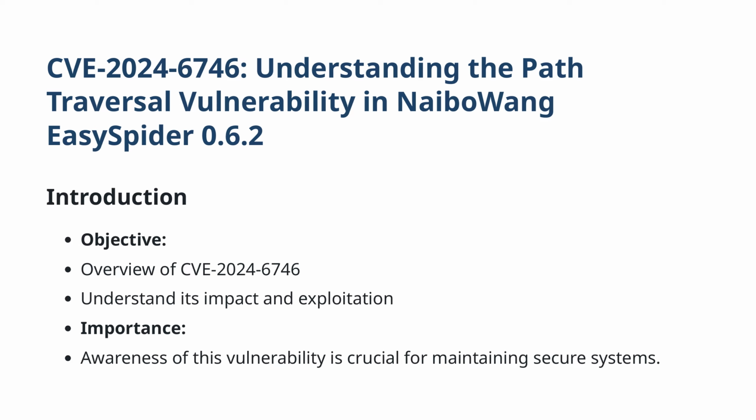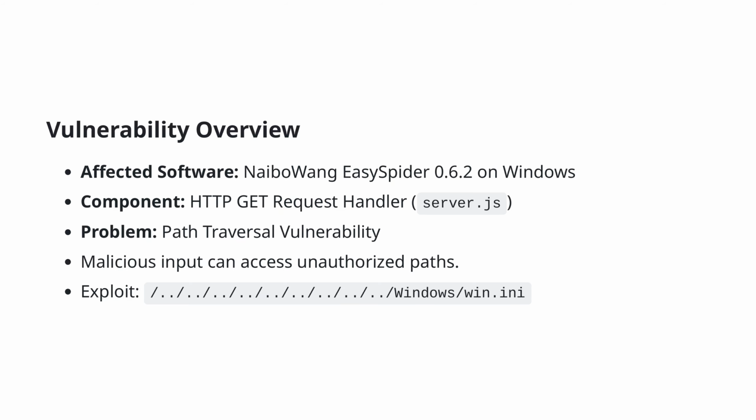Understanding this vulnerability will enable you to better protect against malicious exploitation, ensuring that your systems remain secure and intact. Let's dive into the vulnerability overview for CVE-2024-6746 affecting NaiboWang EasySpider version 0.6.2 on Windows. The vulnerability is found within the HTTP GET request handler in the server.js component. Specifically, this is a path traversal weakness.